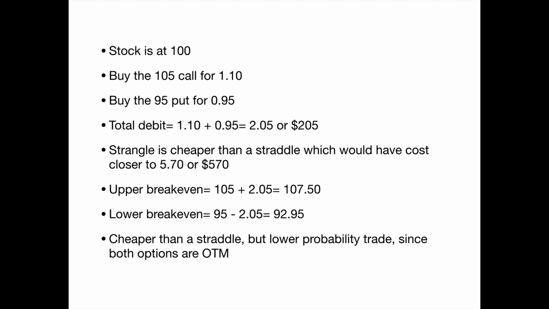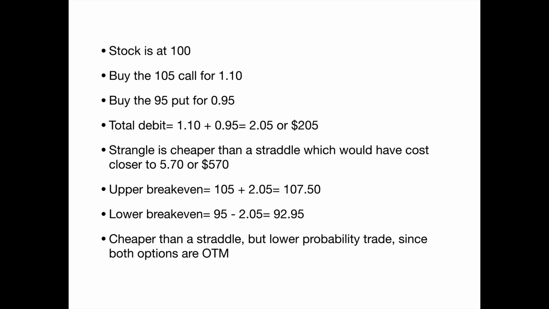Now, what's our upper break-even price for this trade? Well, we just have to take the upper call strike price, 105, and add the debit to it. So if the stock goes up to 107.05 right at expiration, we will break even on the trade because we will have gone past the 105 call strike price by the amount of the debit that we paid. That'd be the break-even price right at expiration when there's no time value left on the options. And then the lower break-even price will just be the put strike minus that debit. So 95 minus 2.05, or 92.95.